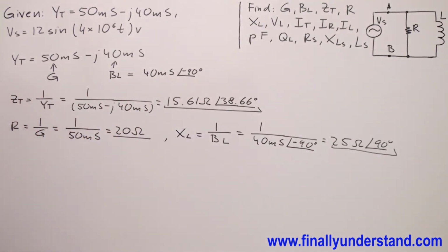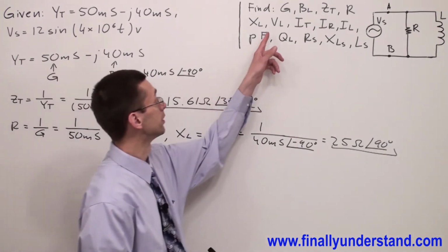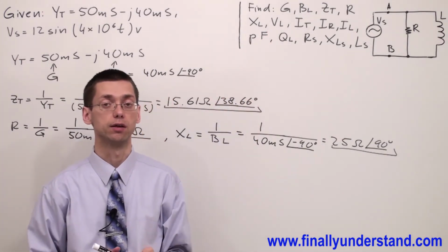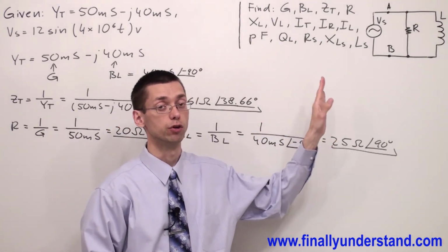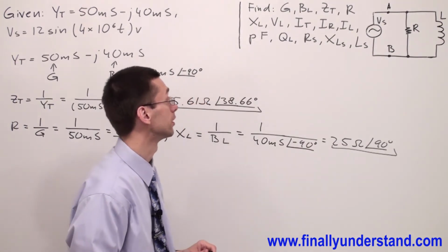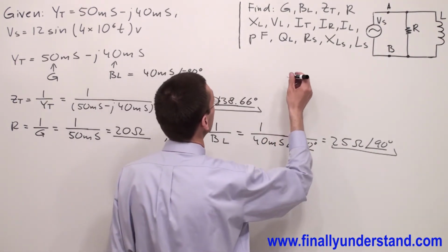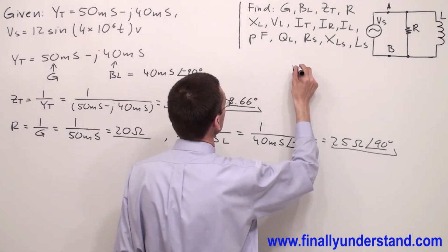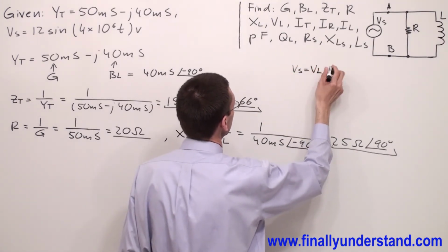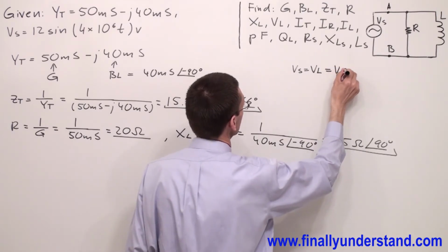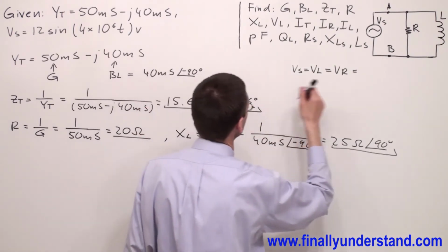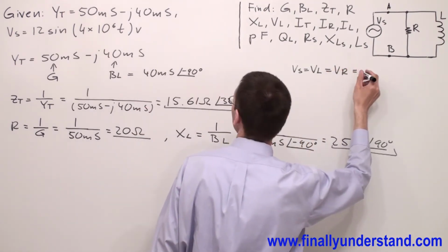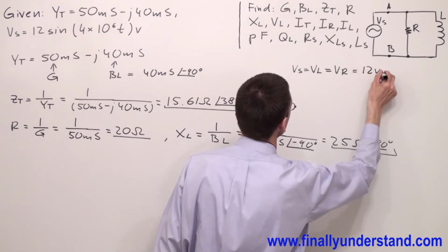Next, I'm supposed to find the voltage across the inductor. Please notice that we are talking about the parallel circuit. In parallel circuit, voltage across each component is the same. So I can say that voltage source is equal to VL and is also equal to voltage across the resistor. So what do we have given? We have given the voltage source, right? So voltage source is equal to VL, VR, and has a value of 12 volts.